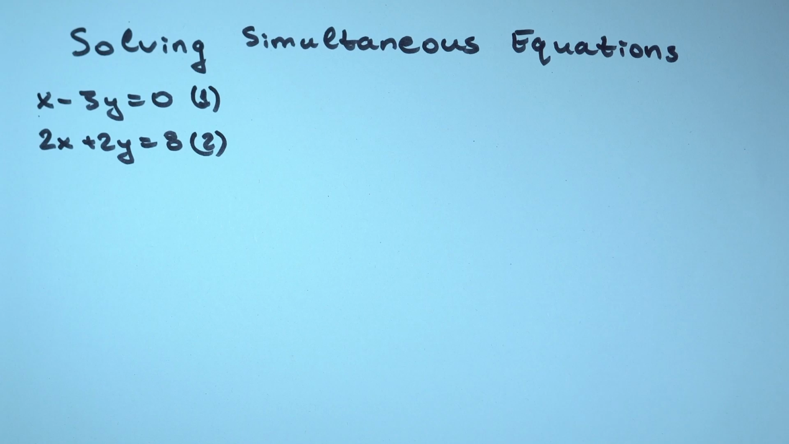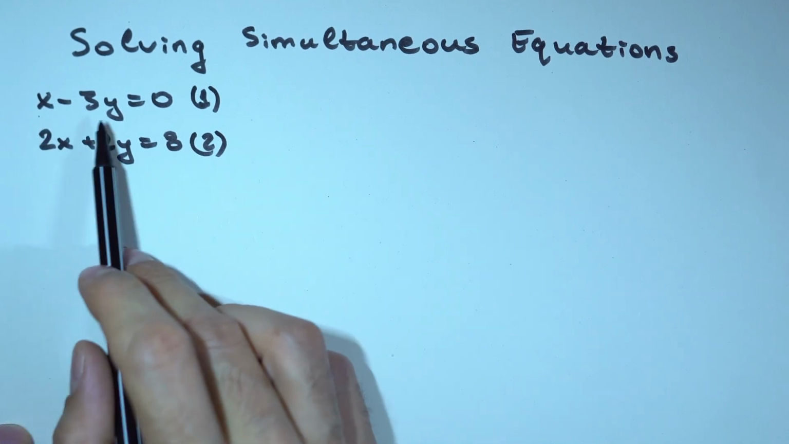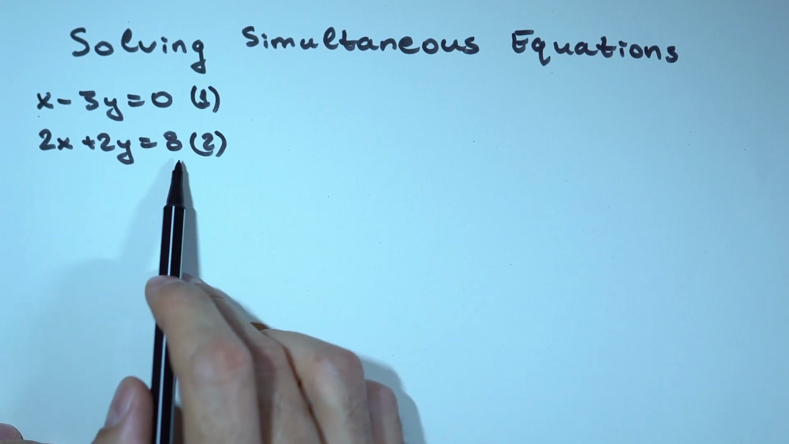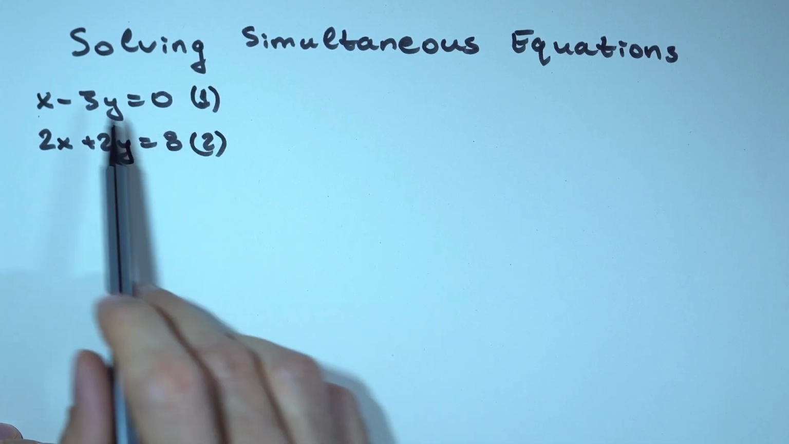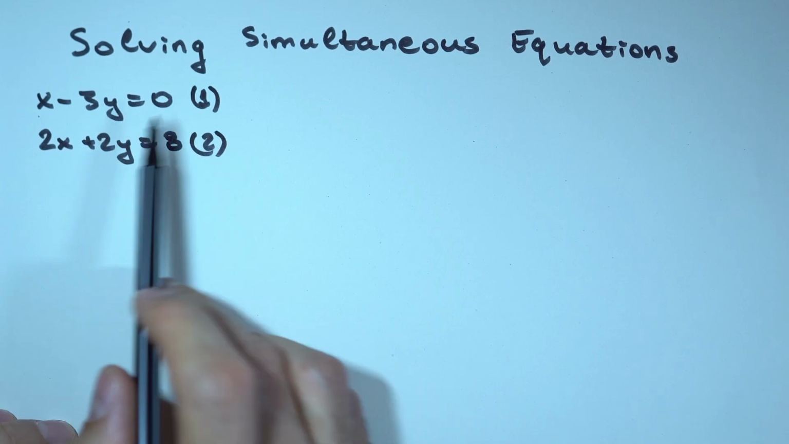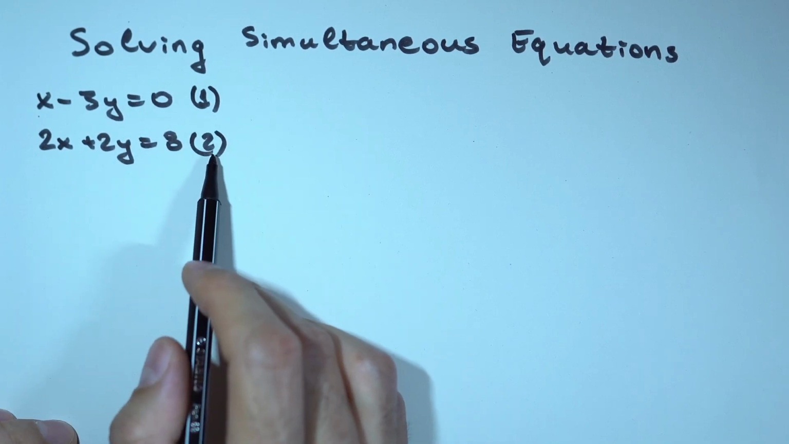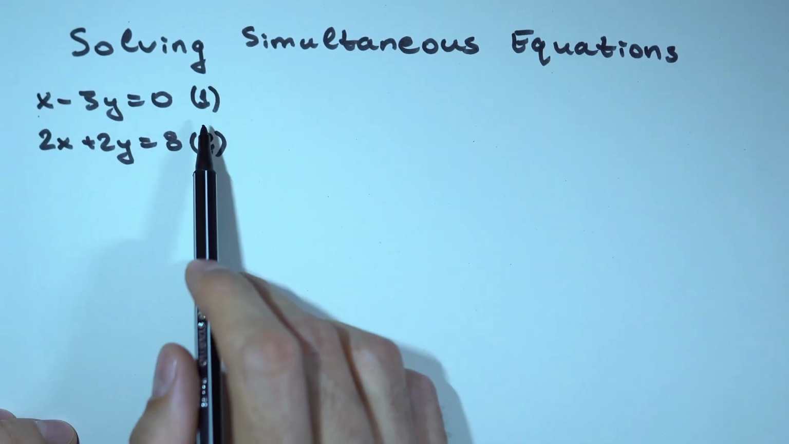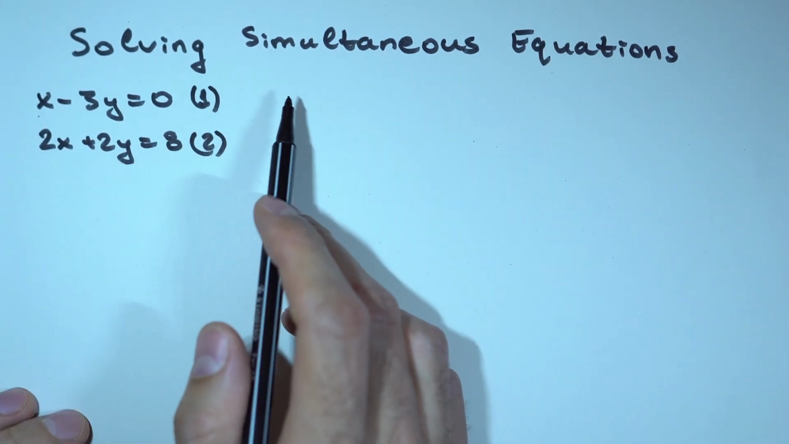As their name suggests, these are equations that have to be solved at the same time. We have x minus 3y equals 0 and 2x plus 2y equals 8. We notice that we have two equations and two unknown numbers, x and y, and therefore everything's okay. As long as we have at least as many equations as unknown variables, that is x, y, z and so on, then we can usually solve the problem.